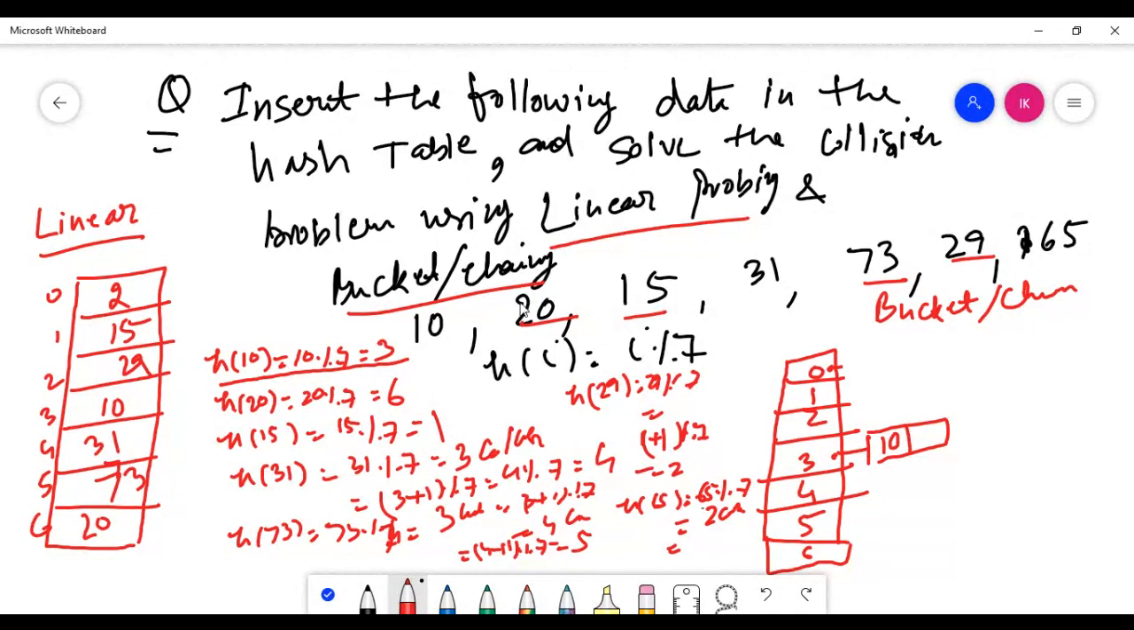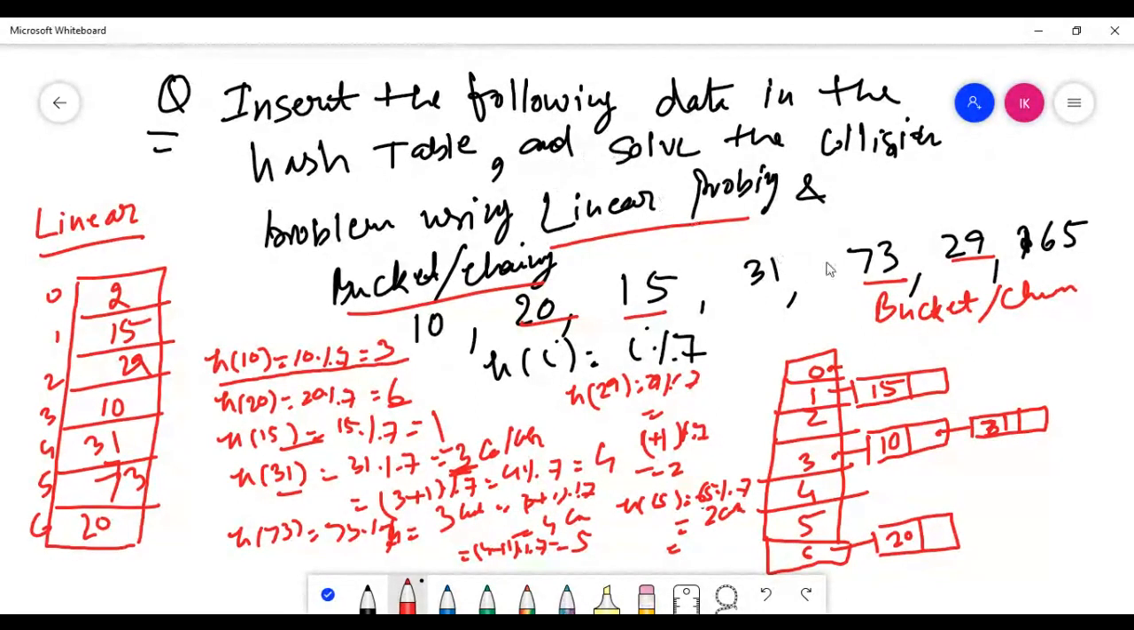Okay, next number is 20. 20 mod 7 gives 6, so write 20 at 6. Next element is 15, which gives 1, so write 1. Okay, next, 20 again, where does it come? 3. So what you do, don't do next plus 1. You just attach it here, chain it like this.